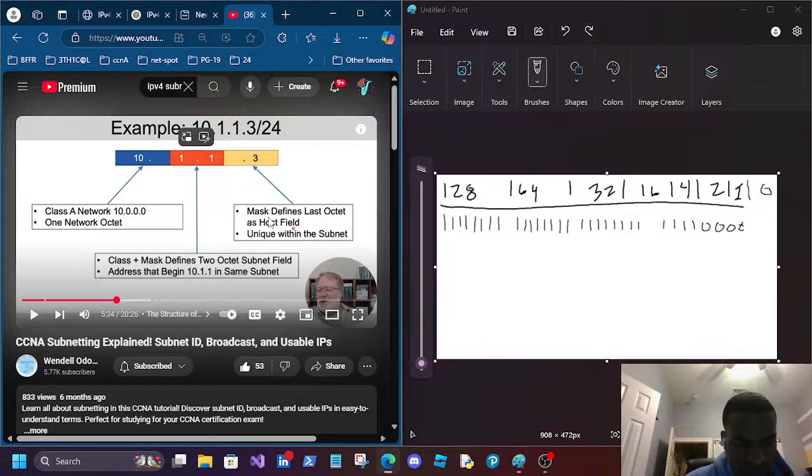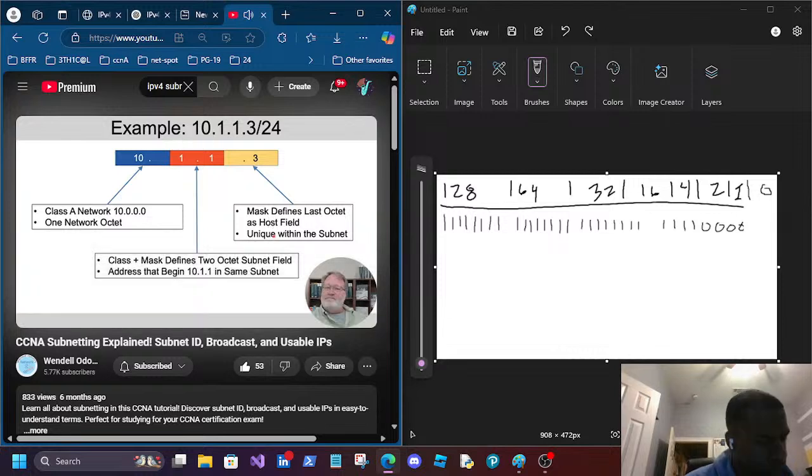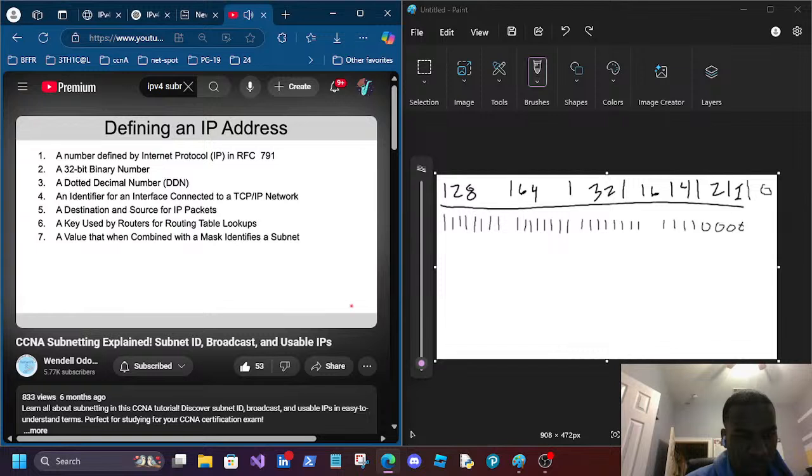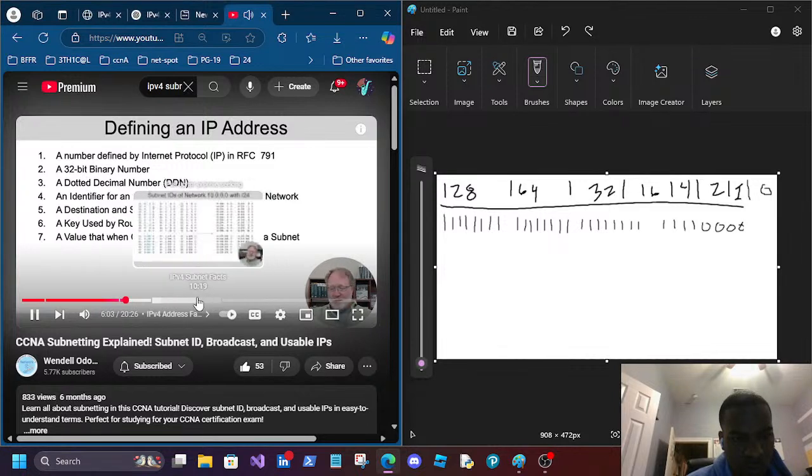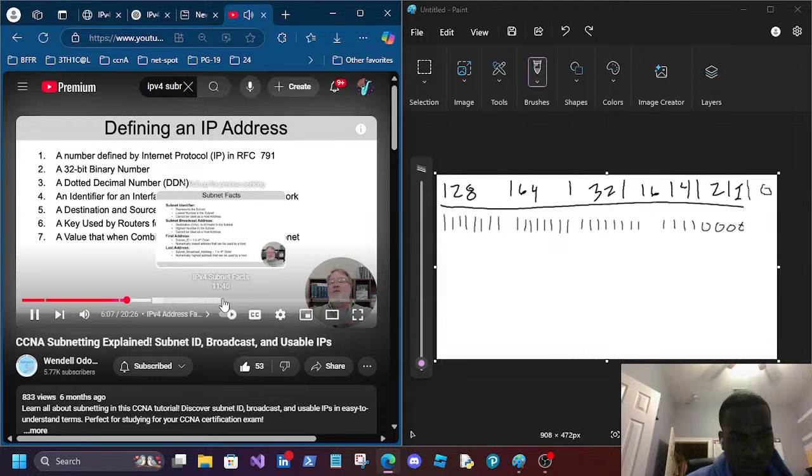Host field, and those values are unique within the subnet, just like street addresses are on a street. Let's talk about addresses first. The idea of an IP address is defined in the very RFC that defines the Internet Protocol. It's defined as a binary number that's 32 bits long. It's represented as a dotted decimal number for convenience, but it's defined to be used as an identifier for an interface. For instance, a router might have 10 interfaces connected to different networks.